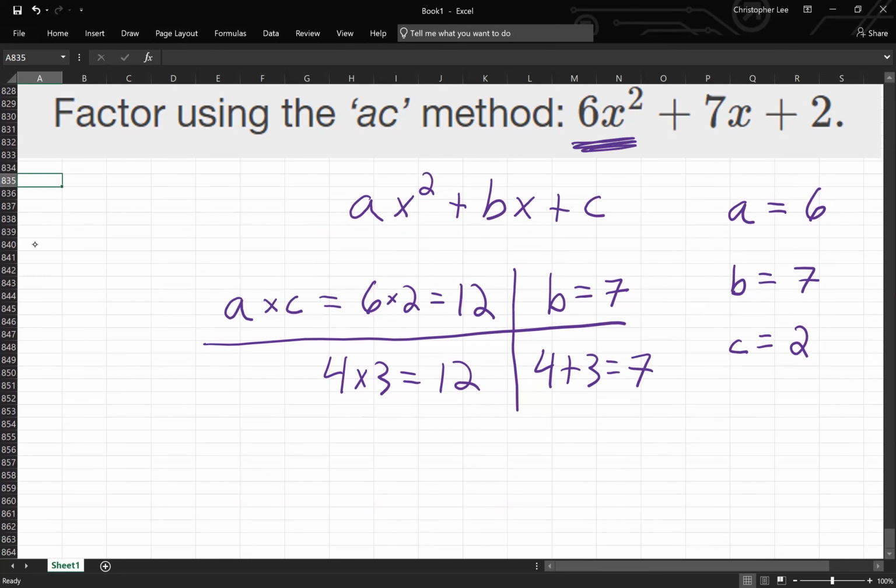Take my first term. What's my first term? 6x squared. I'm going to rewrite the middle term. Instead of writing the 7x, I'm going to write down the factors that you told me, right? So this is going to be plus 4x plus 3x. And then bring down that last term, plus 2.